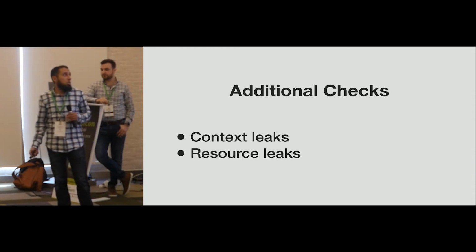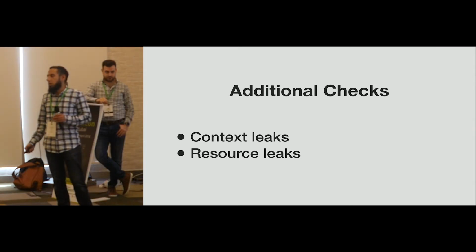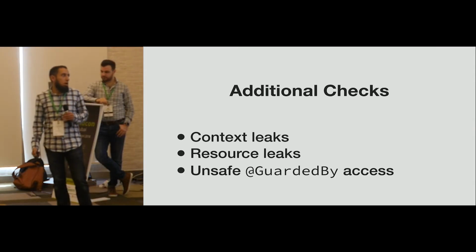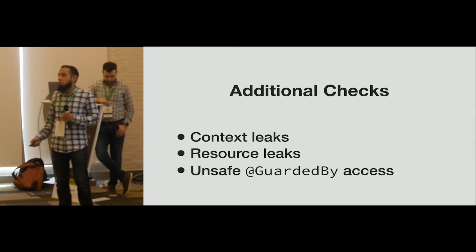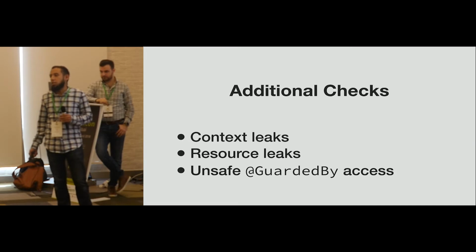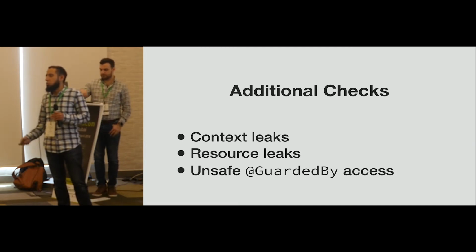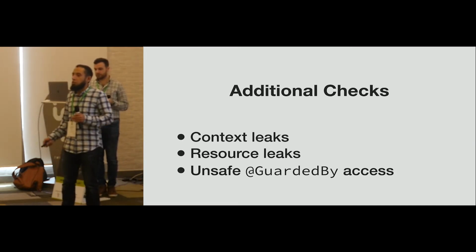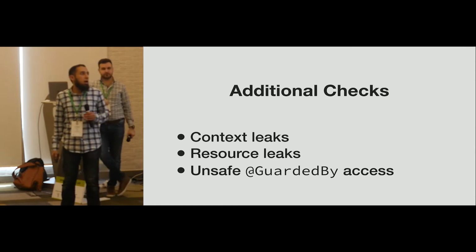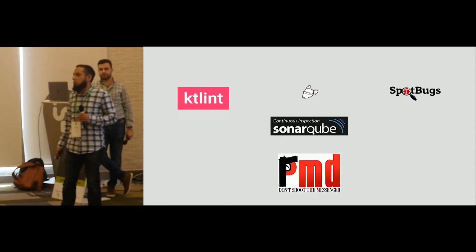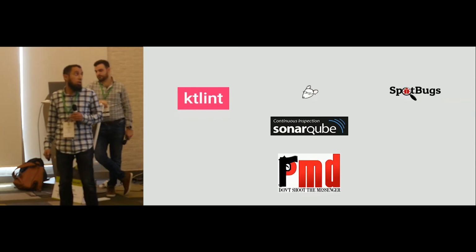It has a bunch of additional checks: context leaks, so memory leaks with the context; resource leaks, so you open an input stream, for example, and you forget to close it; and unsafeguarded access for shared state, where you're supposed to lock a variable before modifying it. If you forget, it warns you. I should also point out, Infer also has checks on C, C++, and Objective-C as well.